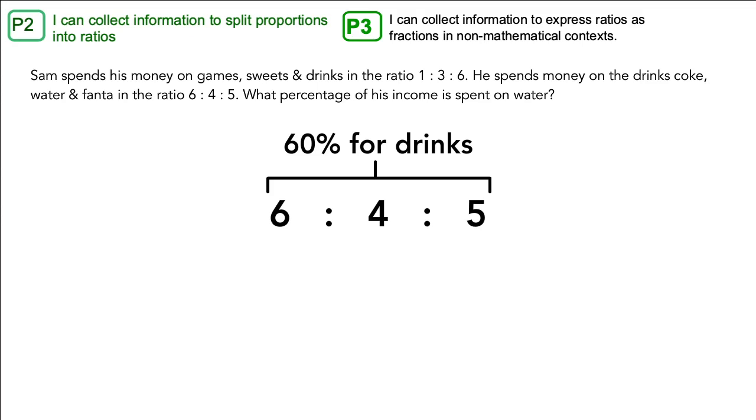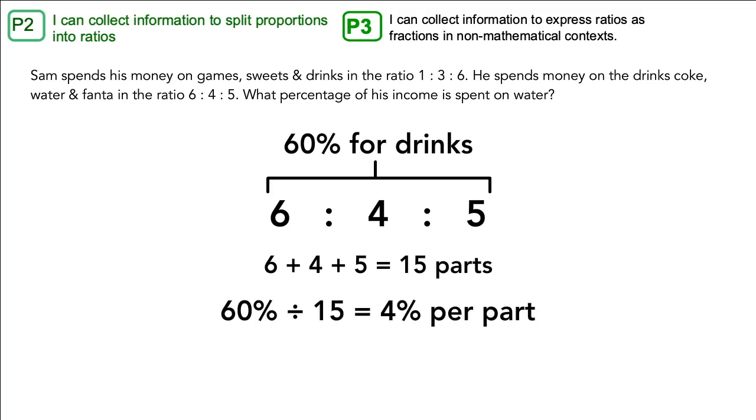We now find out what one part represents in the ratio. 6 plus 4 plus 5 equals 15. Now, we divide 60% by 15 to find what one part represents. One part represents 4%. Water represents 4 parts, so water is 4% times 4, which therefore equals 16%. 16% is the final answer.